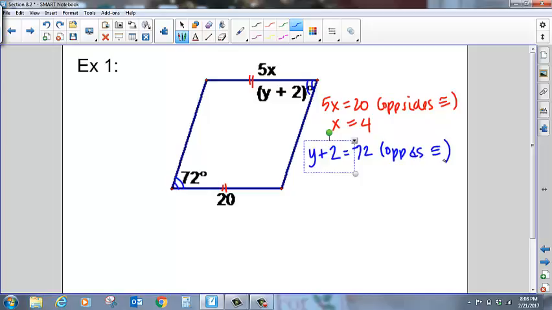And again, I know there's no markings that say it's a parallelogram. I'm telling you that it's a parallelogram. Every problem today will be a parallelogram. So then to solve for y, we just subtract 2 and we get y equals 70. Okay, moving on.